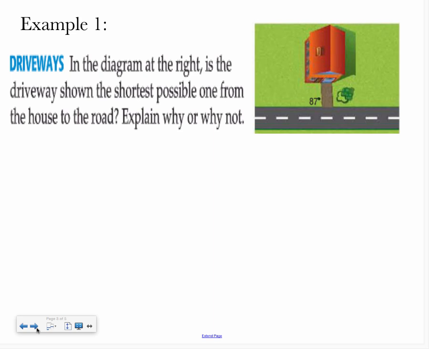Let's look at this first example. In the diagram at the right, is the driveway shown the shortest possible one from the house to the road? Explain why or why not.